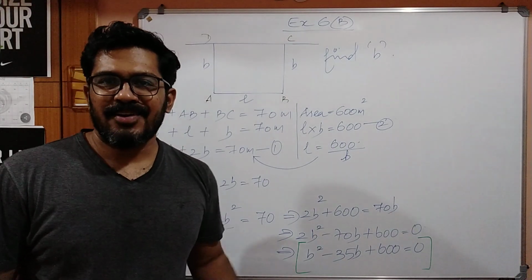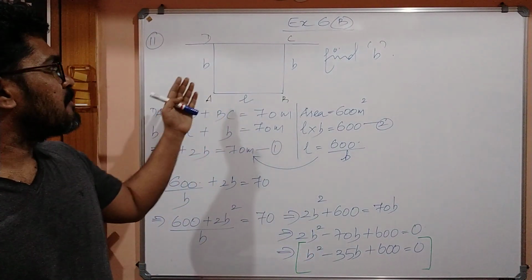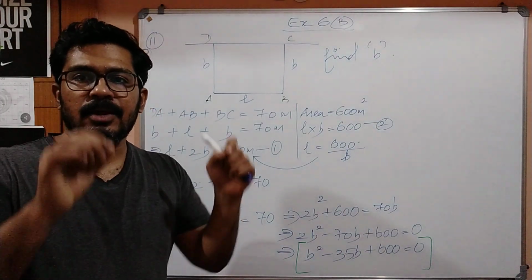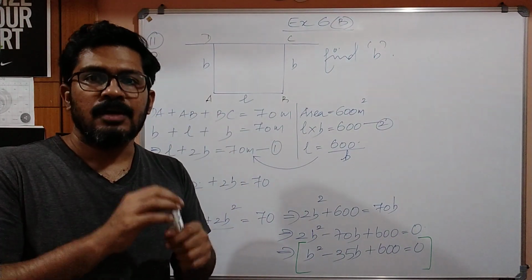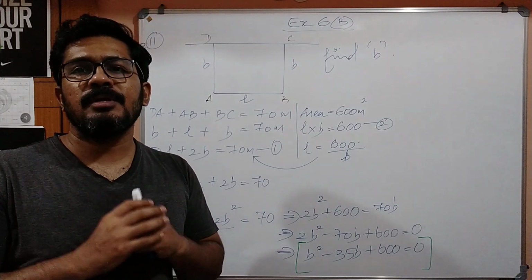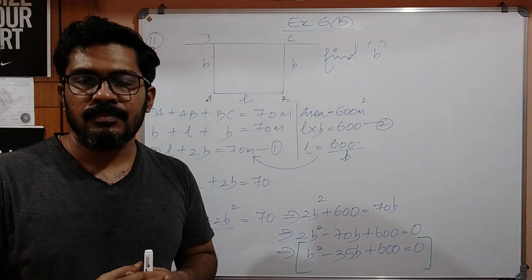Hi children, now let us solve question number 11 of exercise 6b. Now what they are saying, there is a rectangular shed in which a farmer is keeping his sheep. Now what is the speciality of the shed?